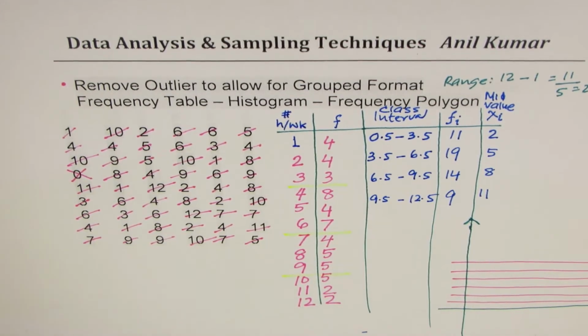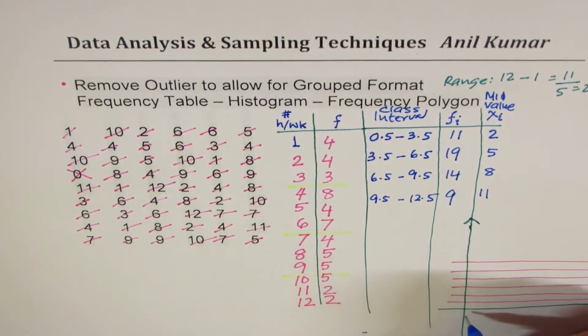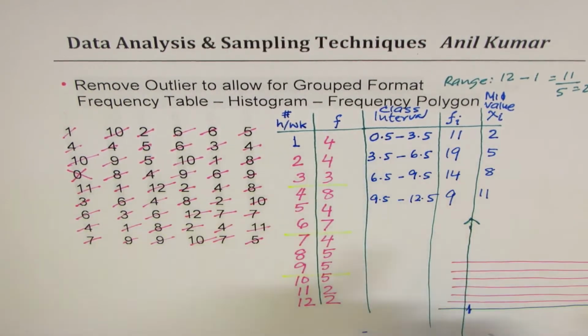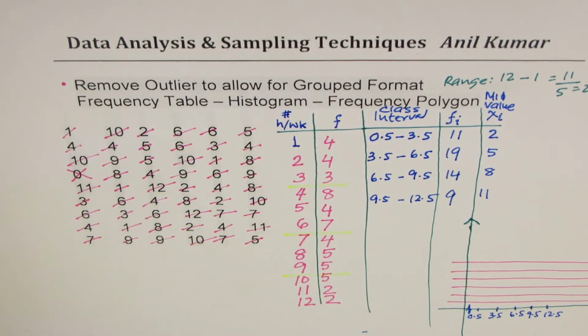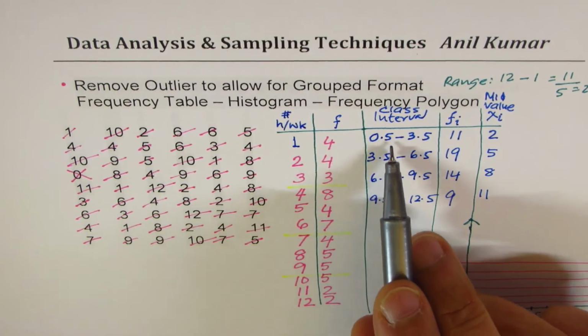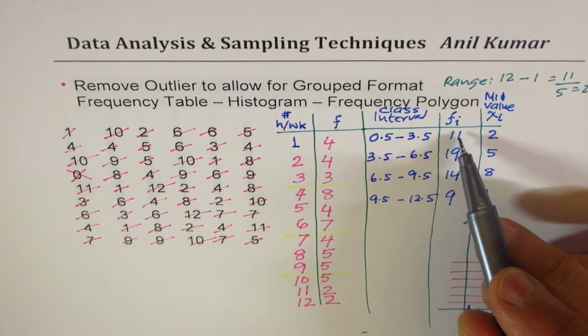Correct. Now we should break our scale, and we can begin with the lowest point, which is 0.5. Okay? And at equal intervals, we'll have 3.5, 6.5, 9.5, and 12.5. Correct? Now we can create bars which are continuous. For example, 0.5 to 3.5, the frequency is 11.